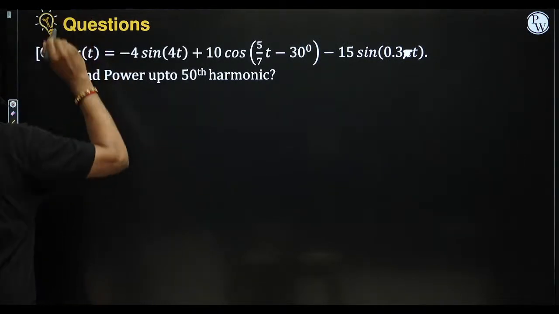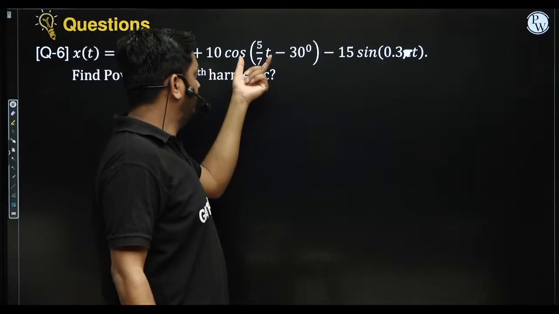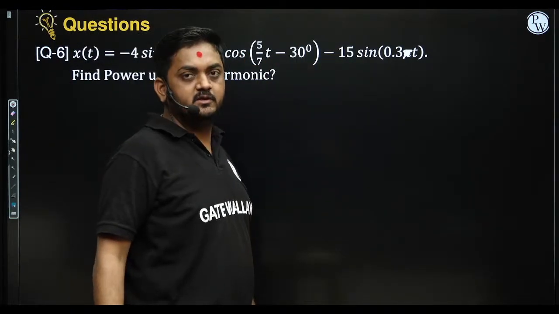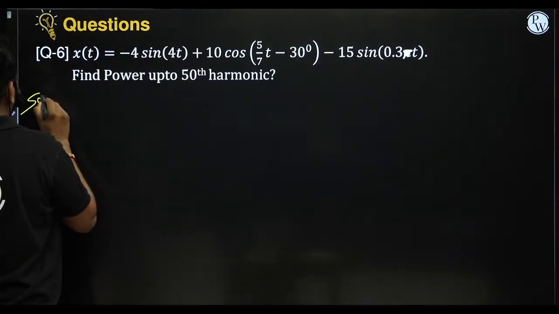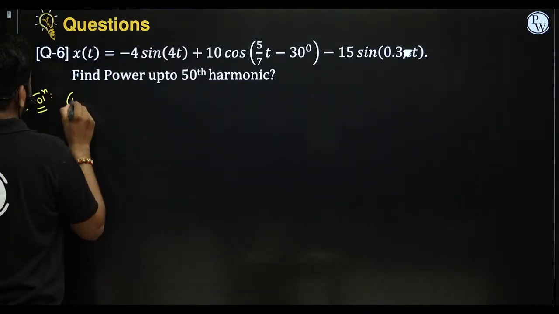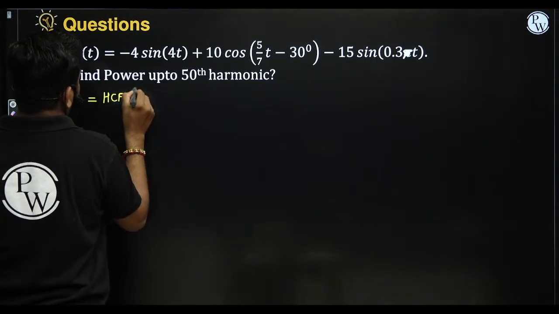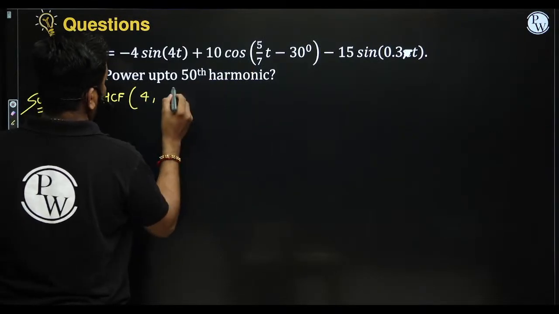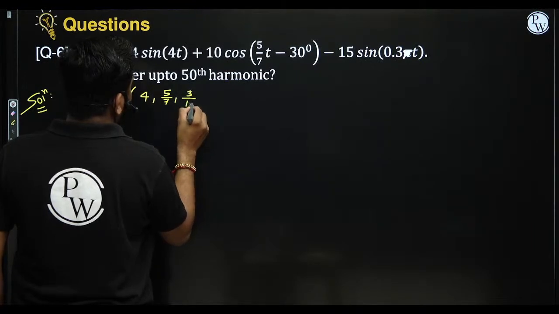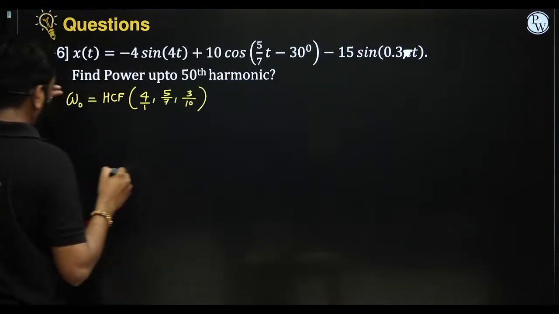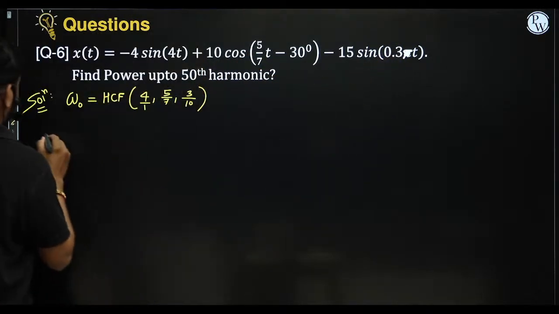So before that you have to find the harmonic numbers, guys. What is the value of n for this? What is the value of n for this? And what is the value of n for this? So the first step is to find the fundamental frequency, which is nothing but the highest common factor of the individual frequencies. First frequency is 4, second frequency is 5 by 7, and next is 3 by 10, guys. I can write it like this, 4 by 1. So what is the HCF, guys?